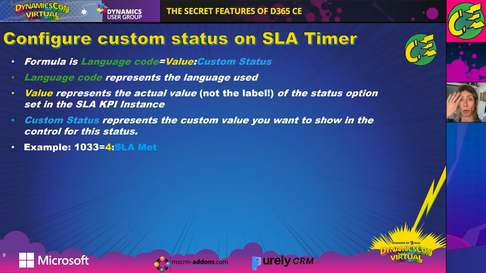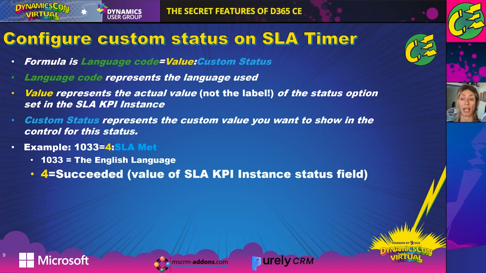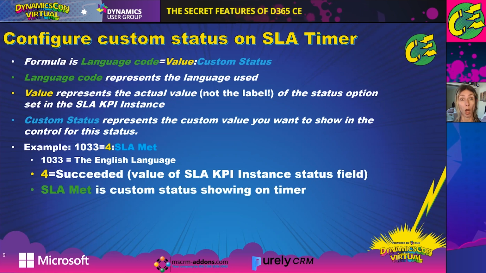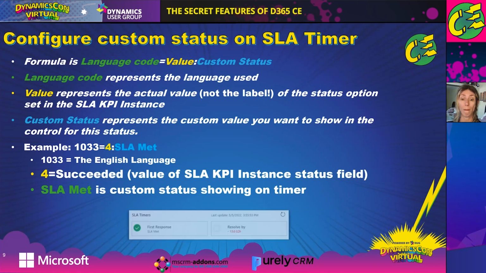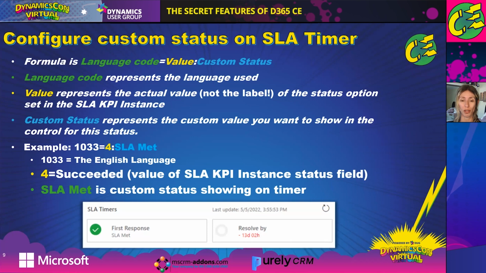So this is that example, right? So English is 1033 equals 4, and we said 4 is succeeded, right? That's that value of that SLA KPI instance. And then our custom value that we want to show there, right, is SLA met. And that's kind of what you see on the screen here, right? This is that end result once we have actually done that configuration.